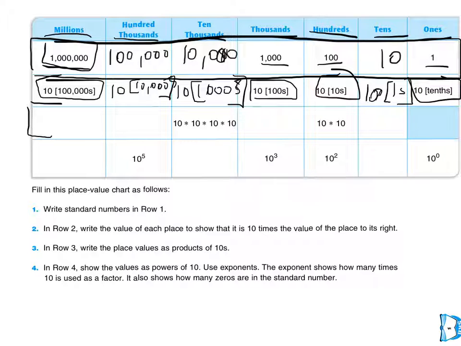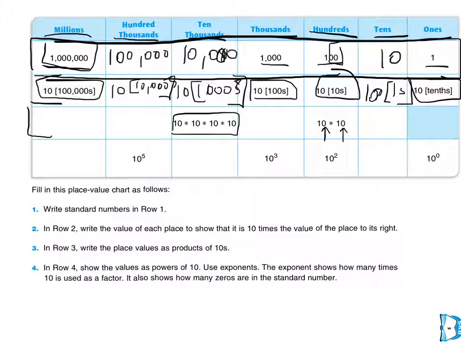Obviously, 10 1,000s already tells you it is 10 times 10 times 10 times 10. For 100, you know it's 10 times 10. And I want you to see the pattern here. 10 times 10 will give you 2 zeros. How many zeros do you need to make 100? 2.